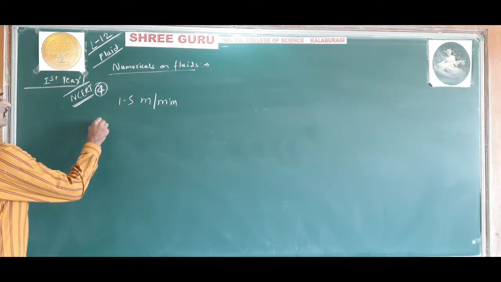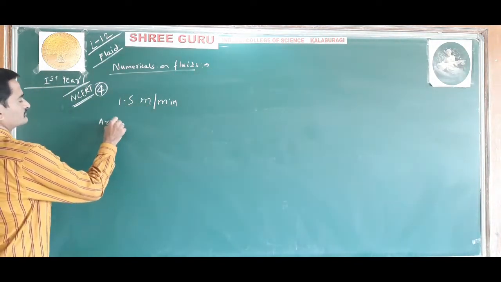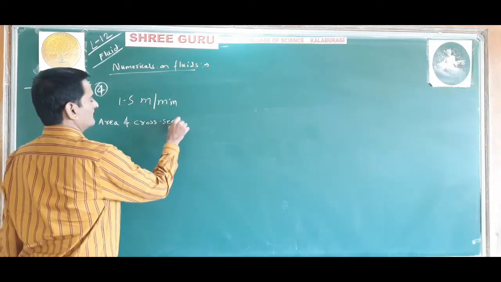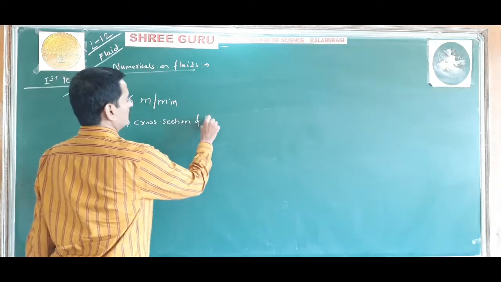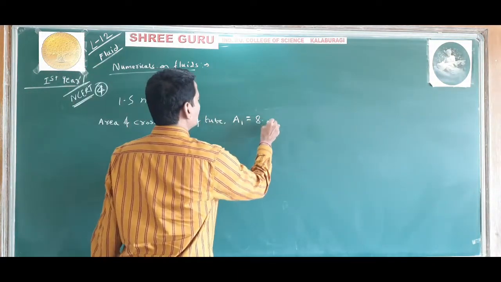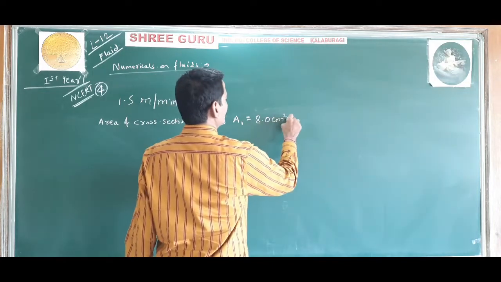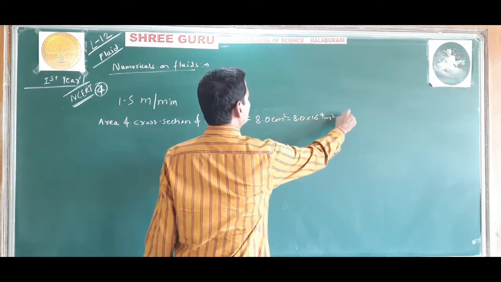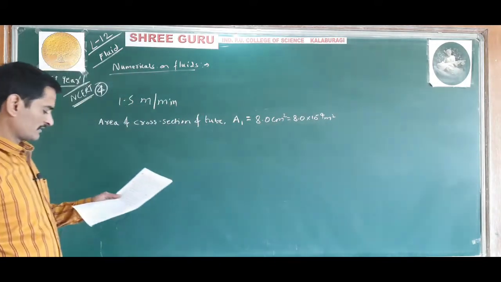It is the area of cross section of the tube. That is, I will say it as A1, 8.0 square centimeter. That is 8.0 into 10 to the power minus 4 meter square. Right. And then what else they have given?